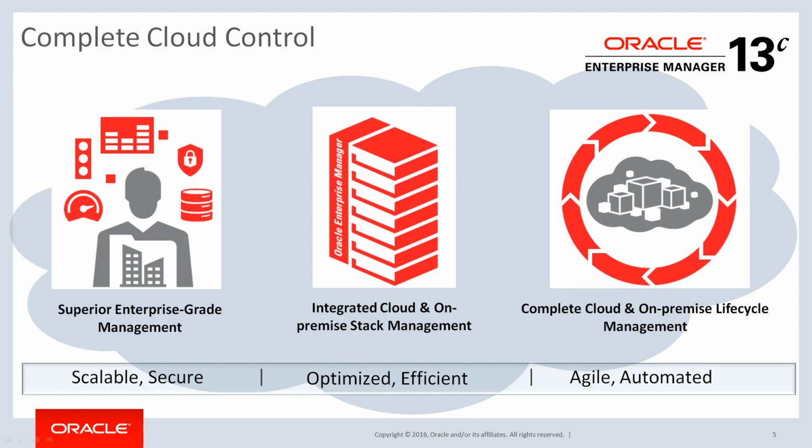In EM13C, we've built on top of the 12C foundation and enhanced each of the pillars. In the first pillar, we've introduced a new always-on monitoring, which allows continuous monitoring of targets even when Enterprise Manager is down. In the second pillar, we've introduced a new infrastructure management feature, which brings together the software and hardware management capabilities of EM to provide you with a single pane of glass. In the third pillar, we've made enhancements to the lifecycle management of your on-premise, hybrid, and cloud environments. Together, these three pillars provide a single solution to manage all of your IT assets, whether it be on-premise, hybrid, or in the cloud.